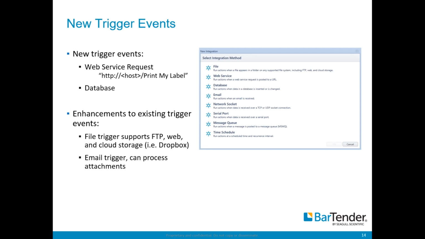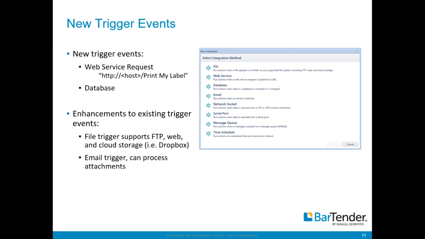We have quite a few new integration methods that were highly requested, some of those being web requests and database integrations. So now with web requests, this allows BarTender's integration platform to listen for a request to come across the web. That request event then triggers a print job or a non-print action.